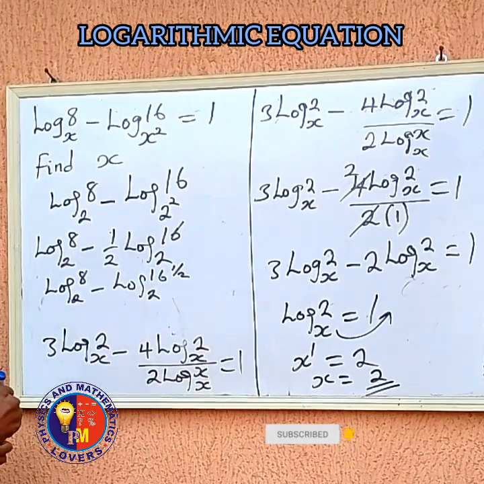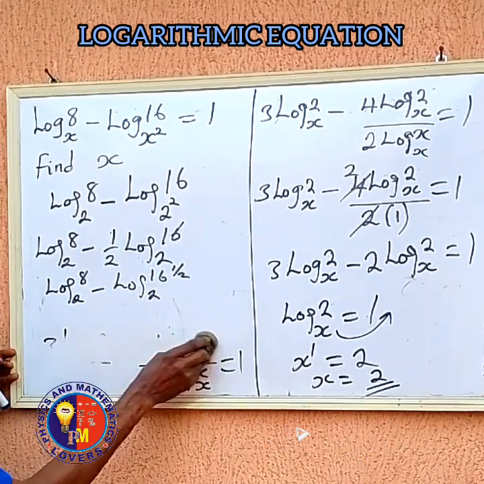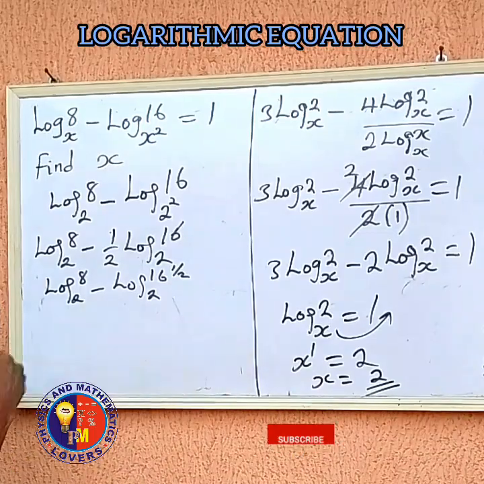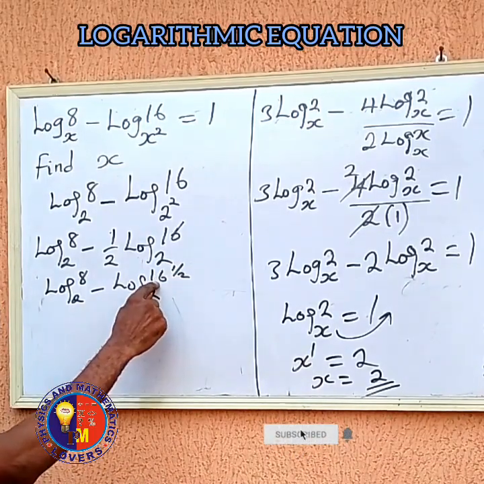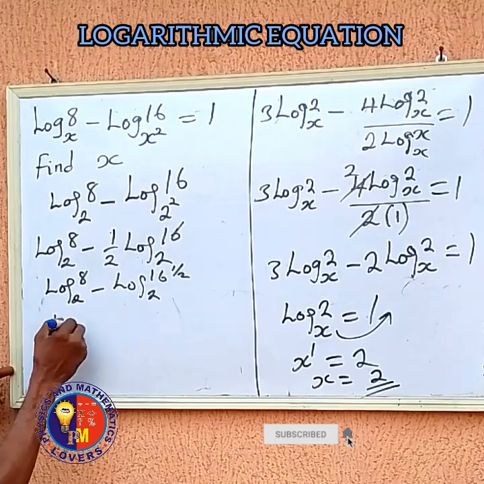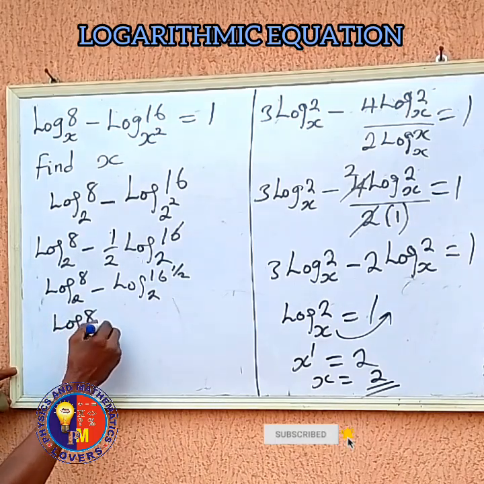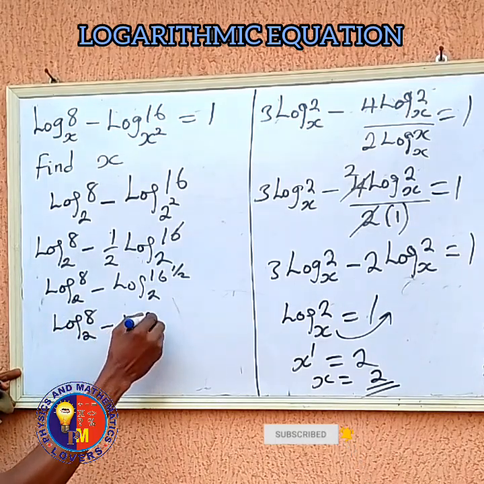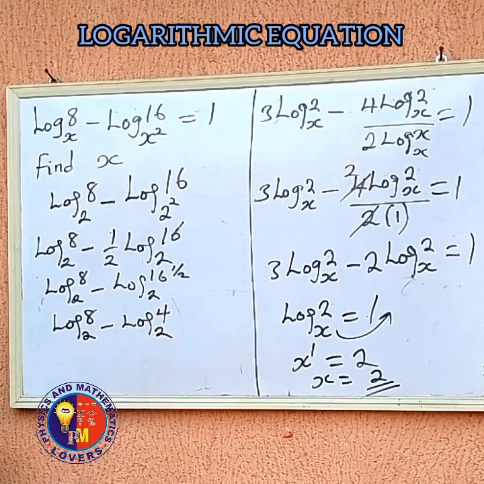Right. So now let us simplify further. Then anything raised to the power half is what? Square root. It means I'm going to have square root of 16, which is what? 4. Then log 8 to base 2 minus log 4 to base what? 2. Good. So let us apply the law of logarithm.